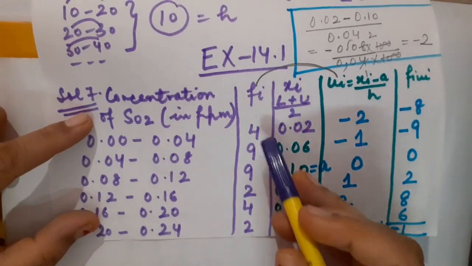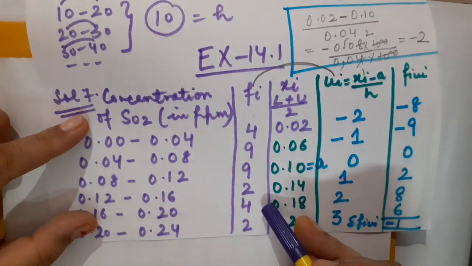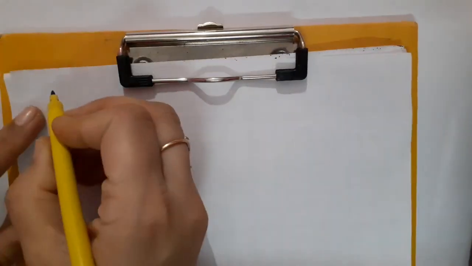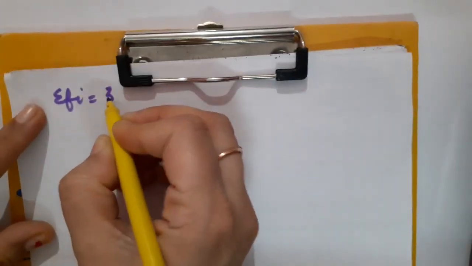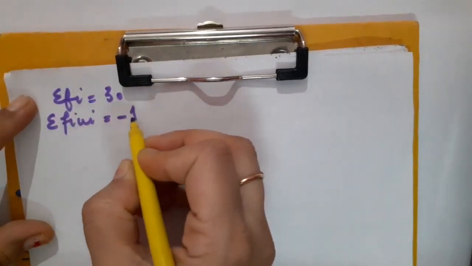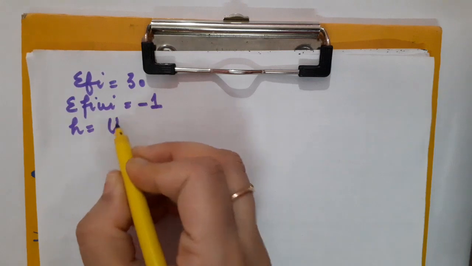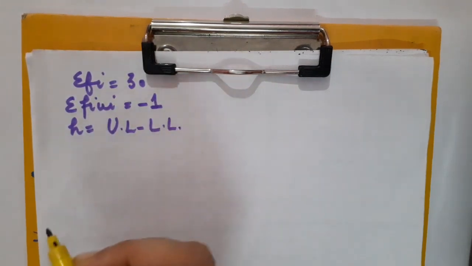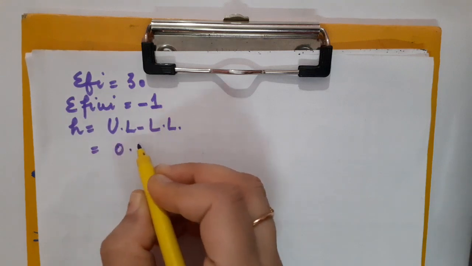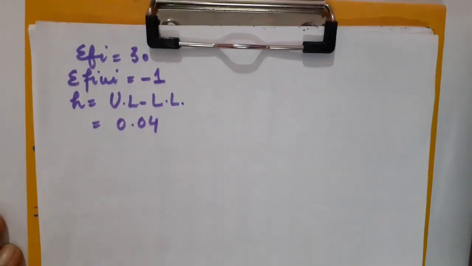Now children, I will be calculating sigma Fi. That I am actually not supposed to calculate because it is given in the question that there are 30 localities. Fine, so definitely sigma Fi will be 30. Got it? So now I am writing sigma Fi is 30, and sigma Fi Ui I have just calculated, which is equal to minus 1. Correct? H, as I have told you, is upper limit minus lower limit, which is equal to 0.04. Got it?